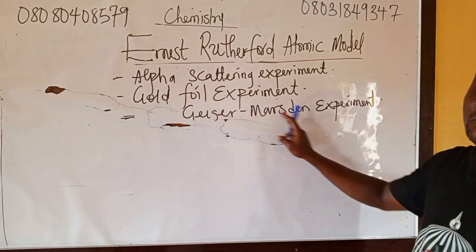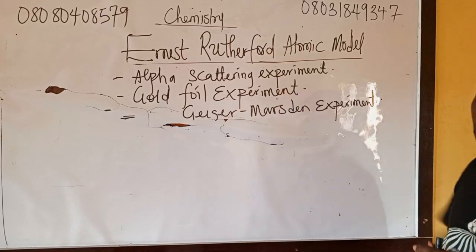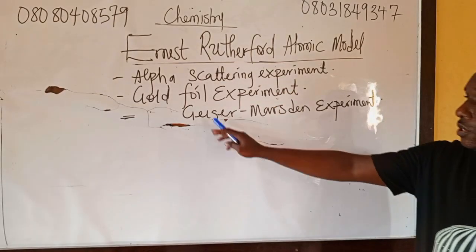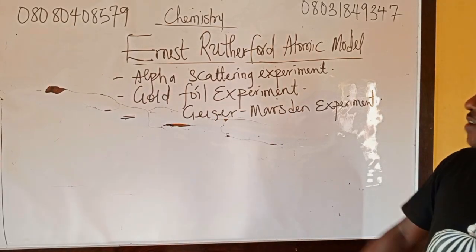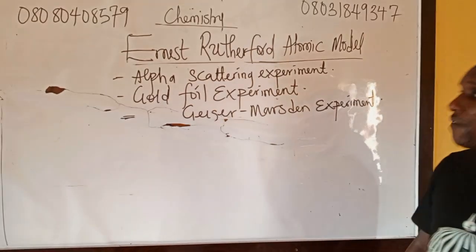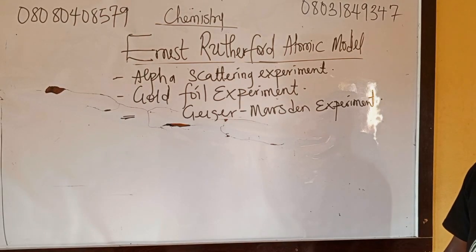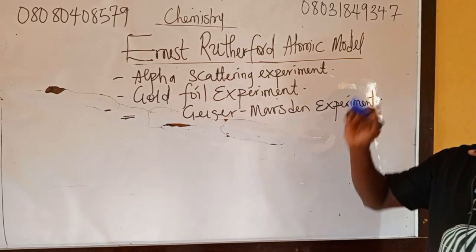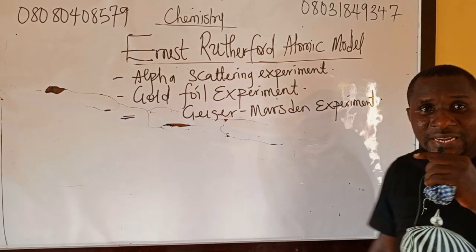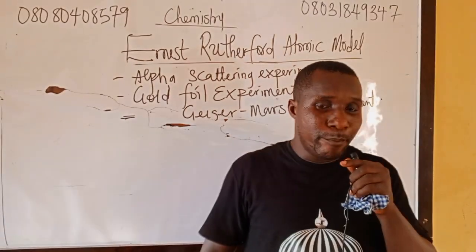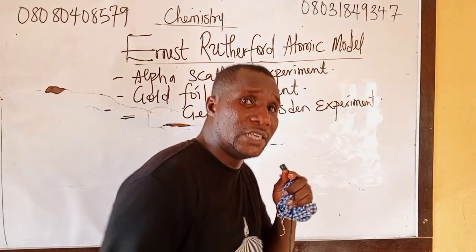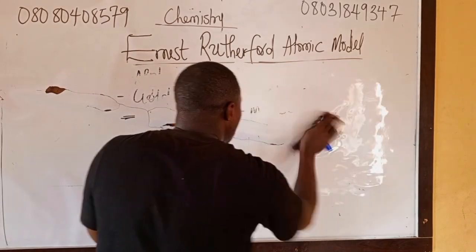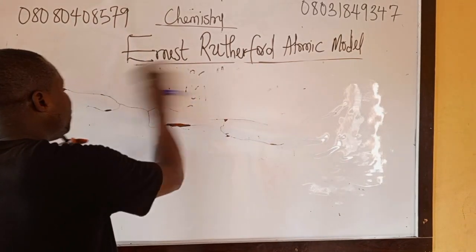These are two of his people. Geiger and Marsden, he instructed them to perform the experiment. That means it can be called Geiger-Marsden experiment, alpha scattering experiment, or gold foil experiment, because he used alpha particles, he bombarded gold foil with alpha particles. Let me quickly explain the experiment in 3 to 4 minutes.